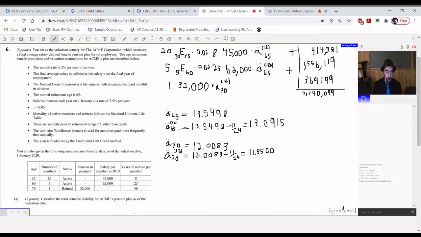The normal form of pension is a life annuity with no guarantee, paid monthly in advance. The normal retirement age is 65. Salaries increase each year on the 1st of January at a rate of 2.5% per year. Interest is 5%. Mortality of active members and retirees follows the standard ultimate life table. There are no exits prior to retirement at age 65 other than death. The two-term Woolhouse formula is used for annuities paid more frequently than annually, and the plan is funded using the traditional unit credit method.